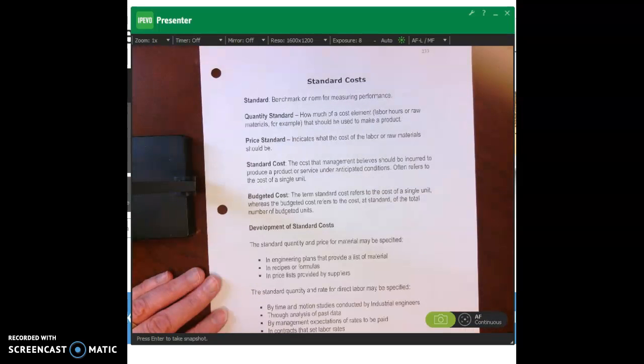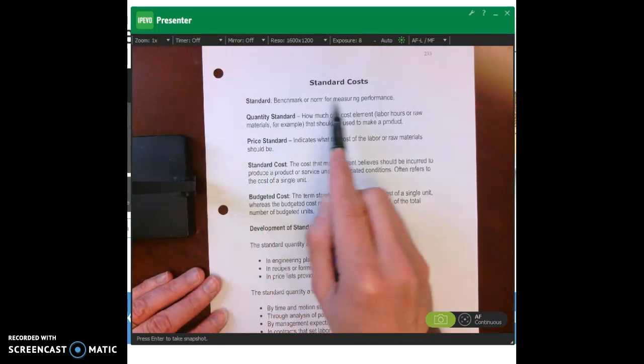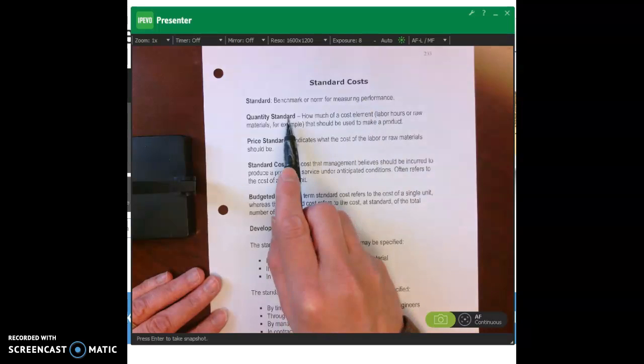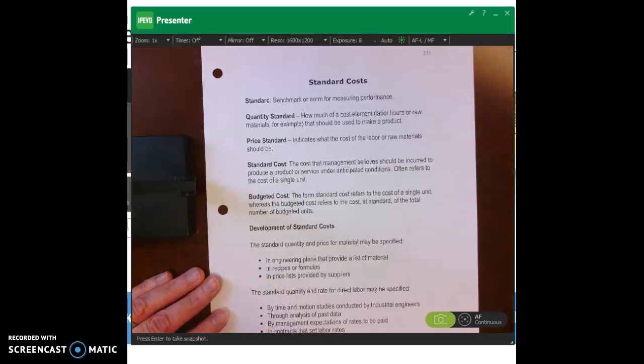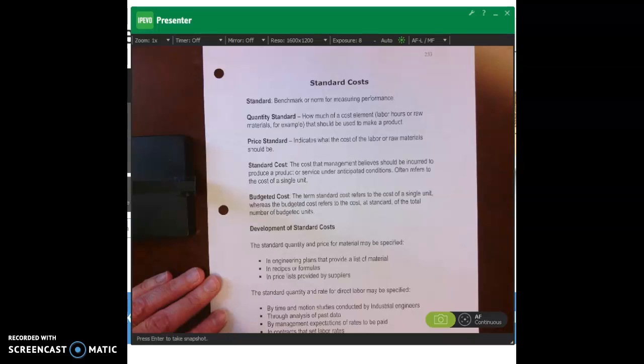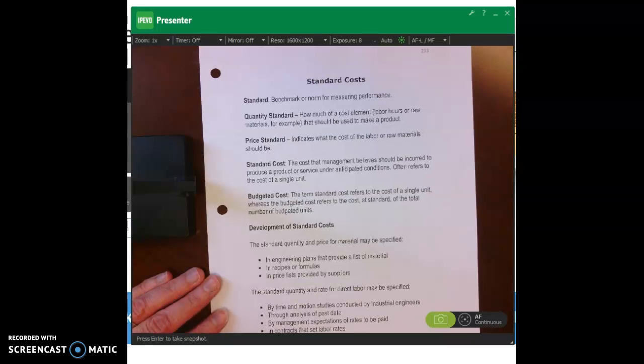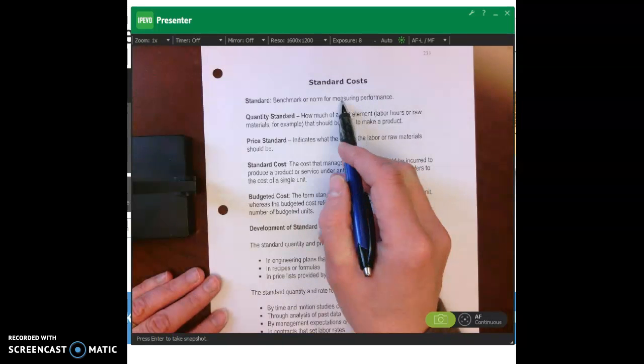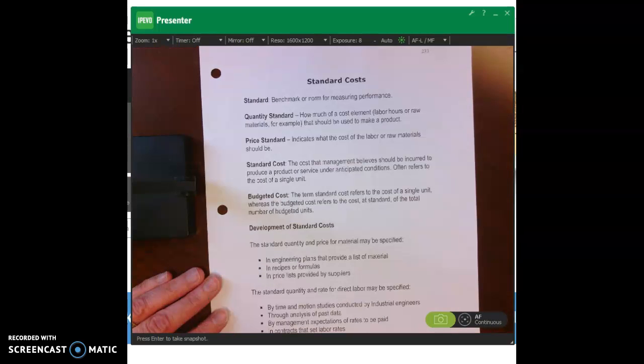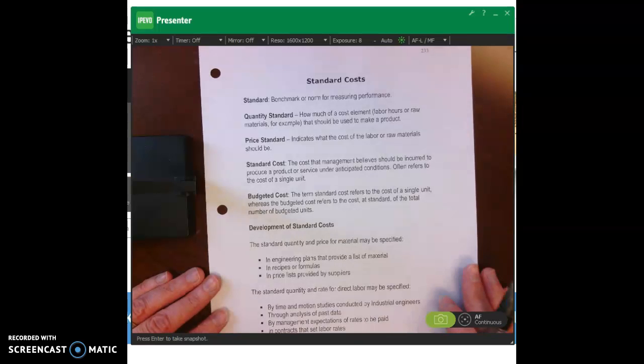That's what I mean by standards. It's some benchmark for measuring performance. And so what we can say is that we could add all those up, and we could say this is how much it should cost us to make one pizza, which is our benchmark. And then what we can say is, here's how much it actually costs us to make our pizza, and then we can compare the two and see whether we're favorable or unfavorable, okay?